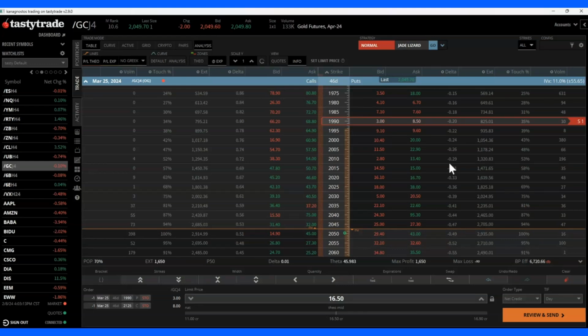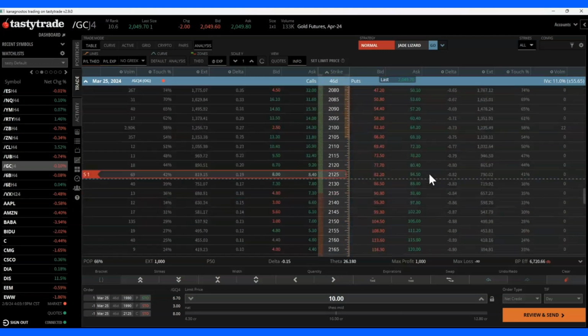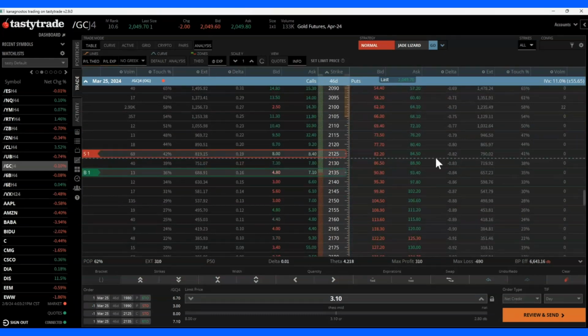You can make yours as wide as you like. I'm going to demonstrate a $10 wide spread. So I'll buy the 1980 put and the 2135 call. Now that nets us a credit of $3.10, that's max profit. Max loss is $6.90, or the difference between the width of your spread and the credit collected.